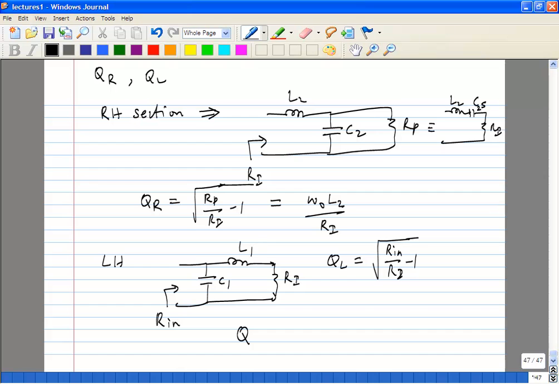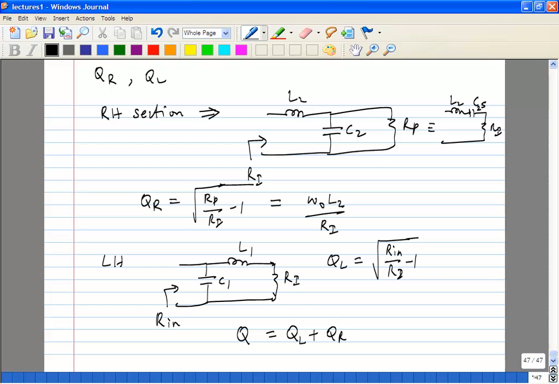Okay. Now, because it's a little bit of a 3-page derivation, I'll post the derivation on the class website. But you can also show that your overall Q is Q left plus Q right, the overall Q for the match. You can show that using energy conservation and so on. You consider the energy stored in the left side network and right side network, and you can show that overall Q is QL plus QR.